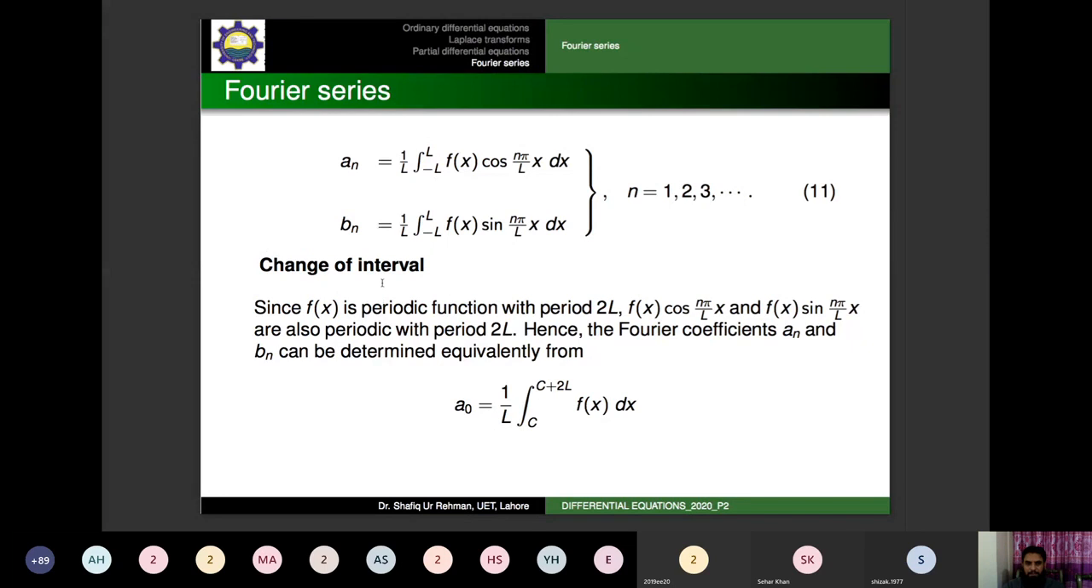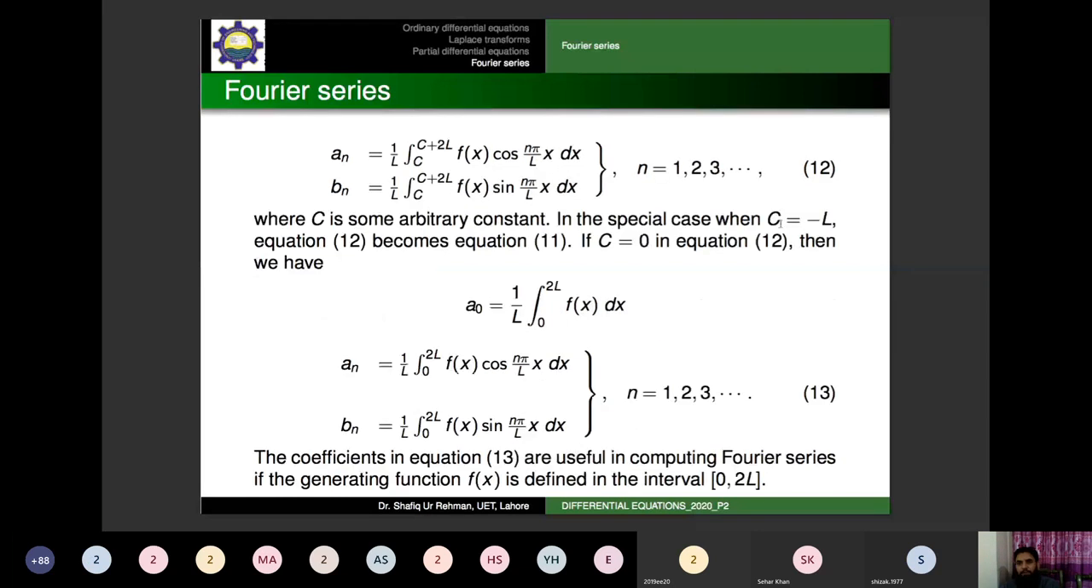As we have seen in the previous case, a change of interval is an option, even in that particular case. Since f of x in this case is periodic with period 2L, so is the case with this combination: f of x cosine n pi x upon L and f of x sine n pi x upon L. They are also going to be periodic with the same period as f of x, meaning 2L. Hence, the Fourier coefficients an and bn could be obtained equivalently from these expressions, from c to c plus 2L.